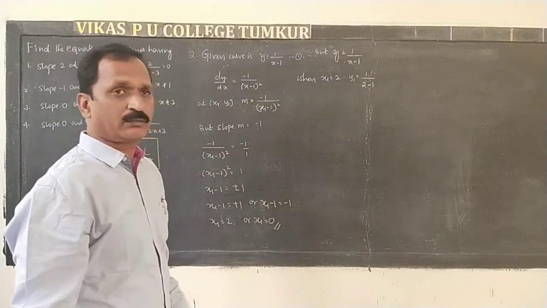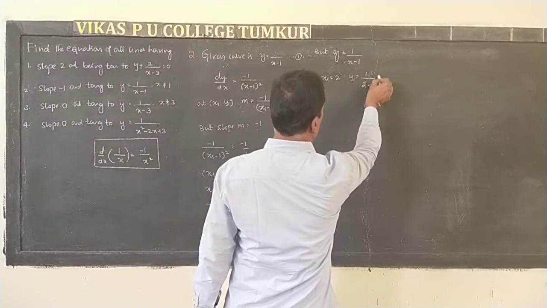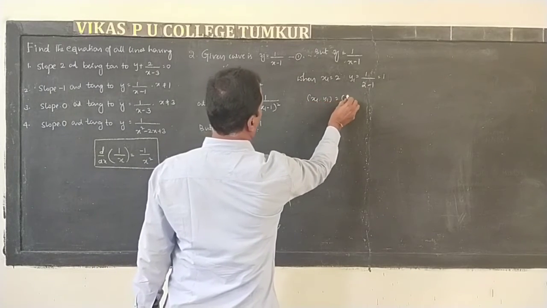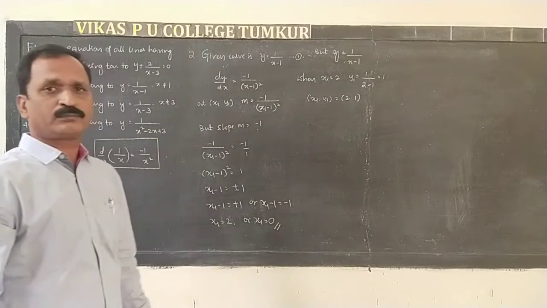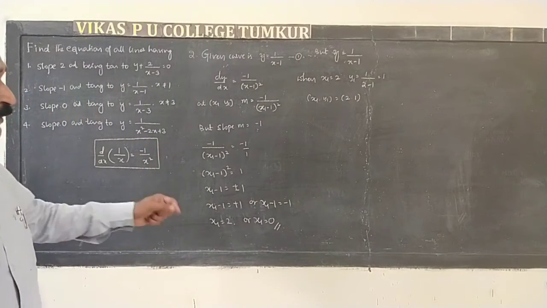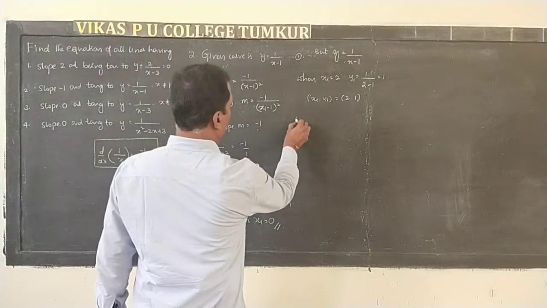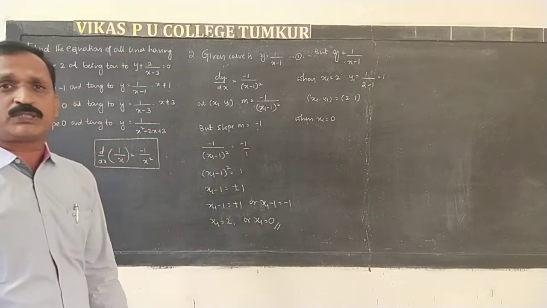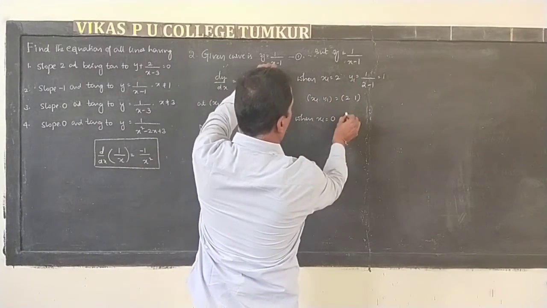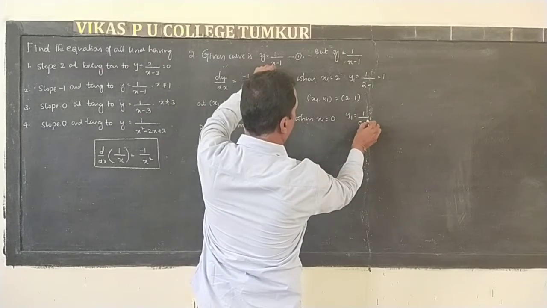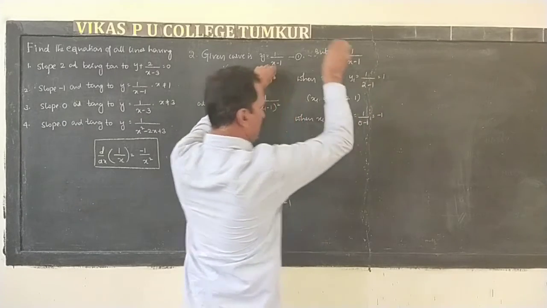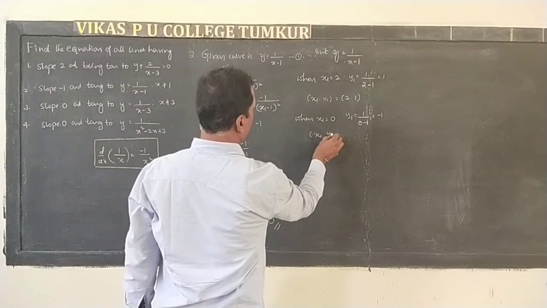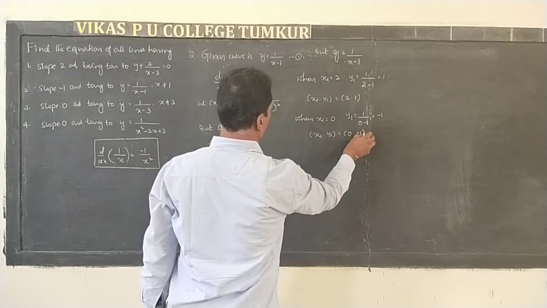If you substitute x1, that's all. 2 minus 1 is how much? 1. 1 by 1 is 1. So the first point x1 comma y1 will be how much? 2 comma 1. Understood, right? Shall I find the second point now? It is very clear that when x1 is equal to 0, second point, what will happen to y1? y1 is equal to 1 divided by 0 minus 1, which is 1 by minus 1, which is minus 1. So the second point is 0 comma minus 1.